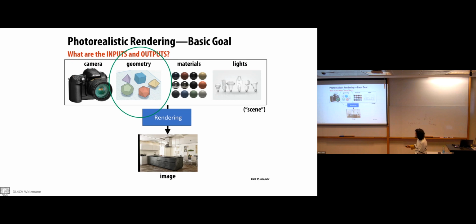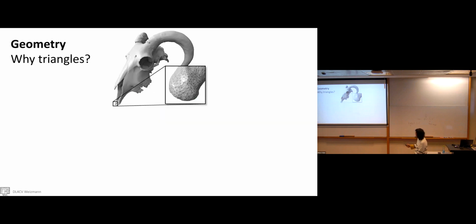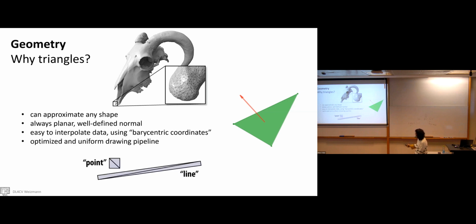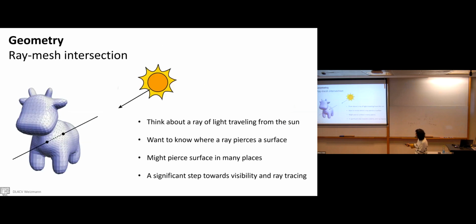Let's move to the geometry part. So why is everything done using triangles, triangle meshes? Because triangles can approximate almost any shape. They are always planar. They have a well-defined normal. It's very useful. Easy to interpolate using the coordinates of the corners of the triangle. Even a point and a line can be represented, so it's easy to use.